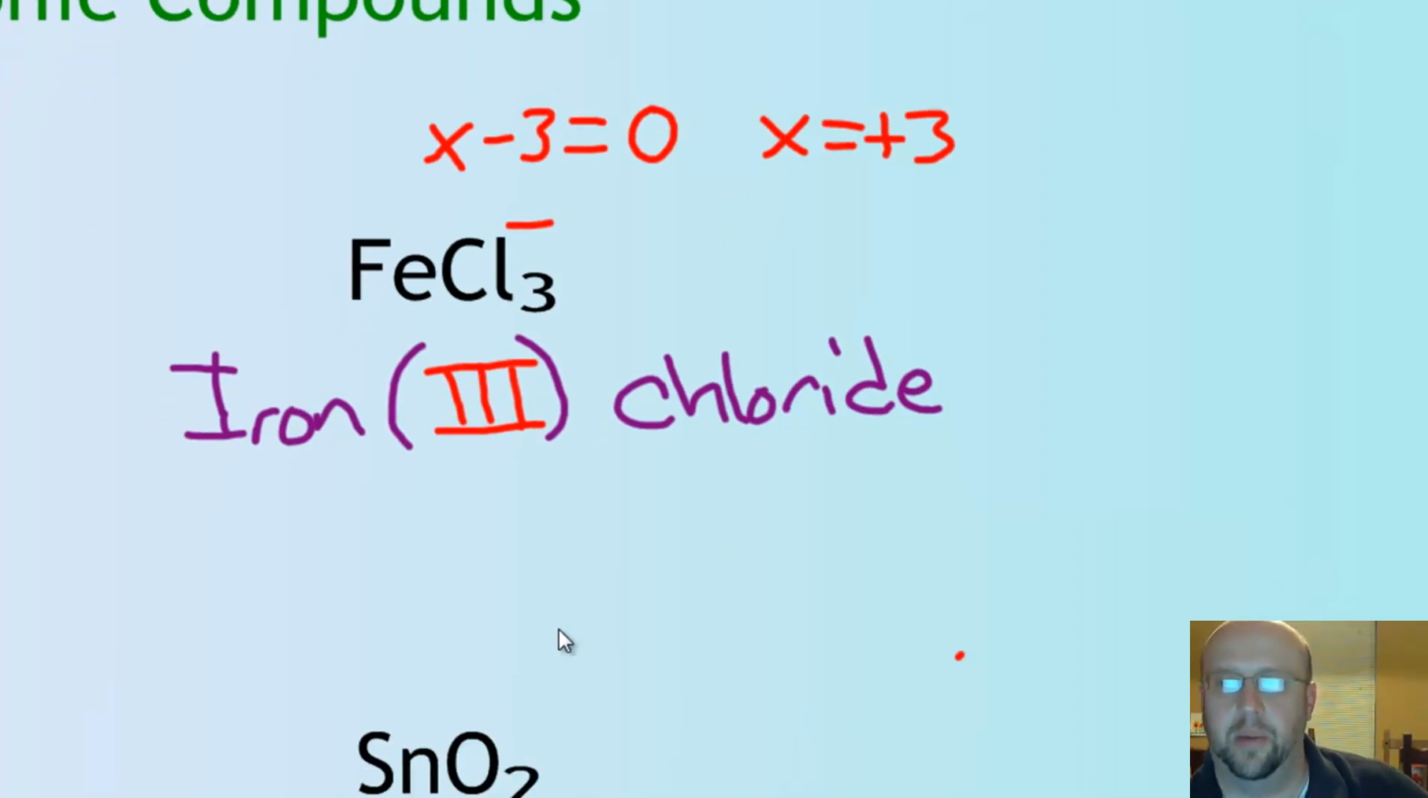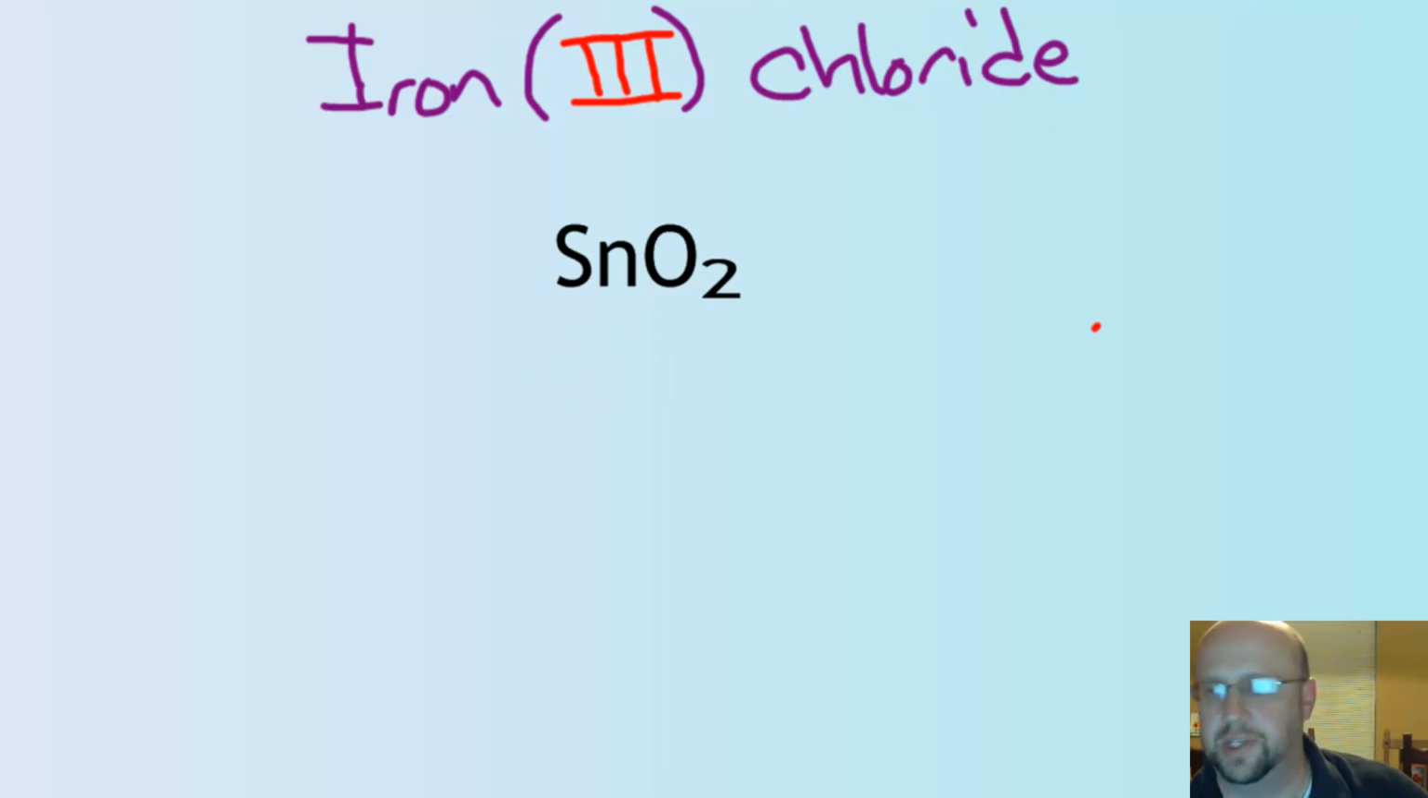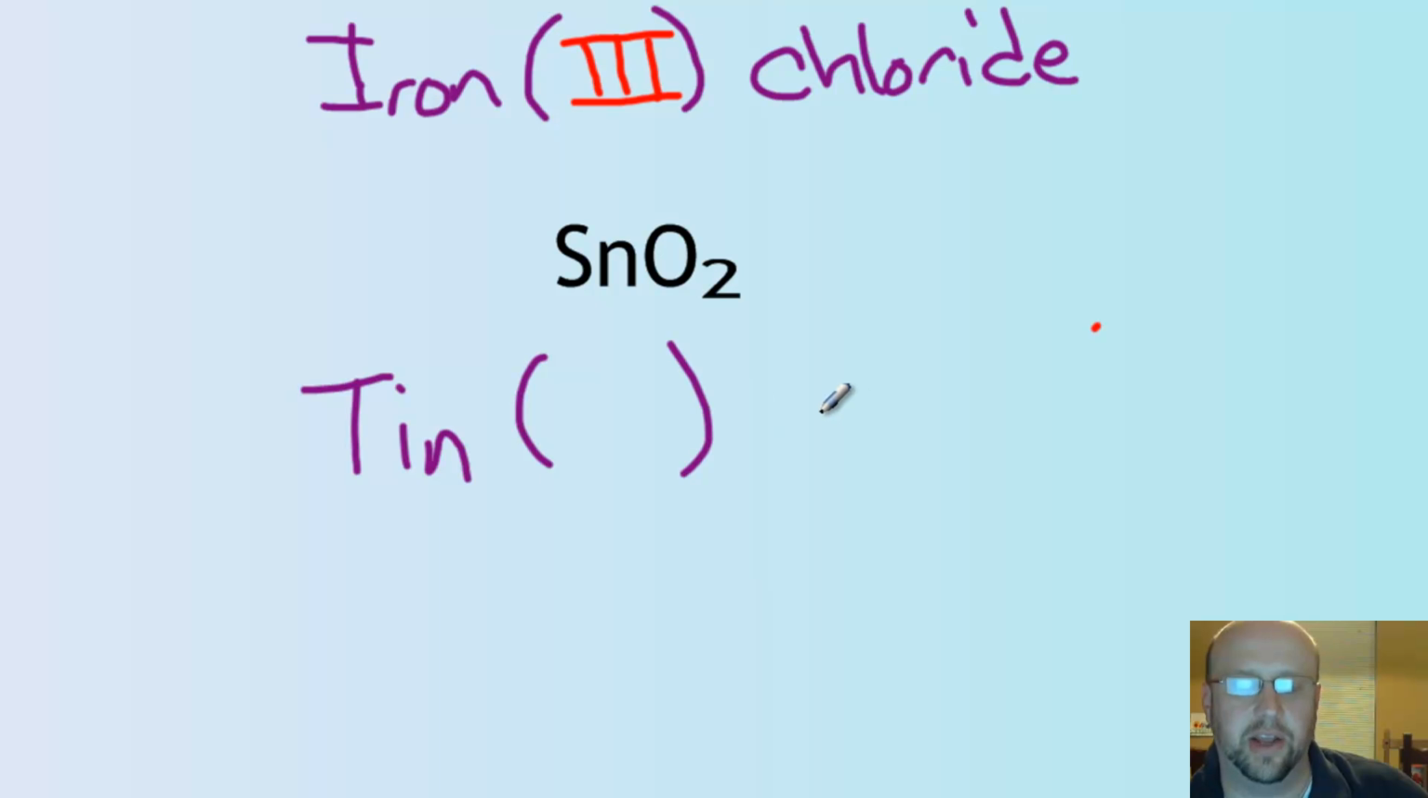Okay? I'm going to do one more of those because that is usually one of the sticking points for a lot of students. So Sn is tin. That's a hard one sometimes for a lot of students. And again, tin is in that area where I don't know what its charge is. So anytime you don't know what it is, anytime it's multivalent, I have to put parentheses.